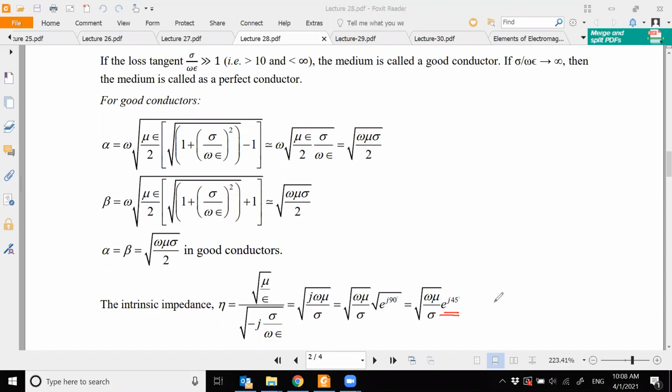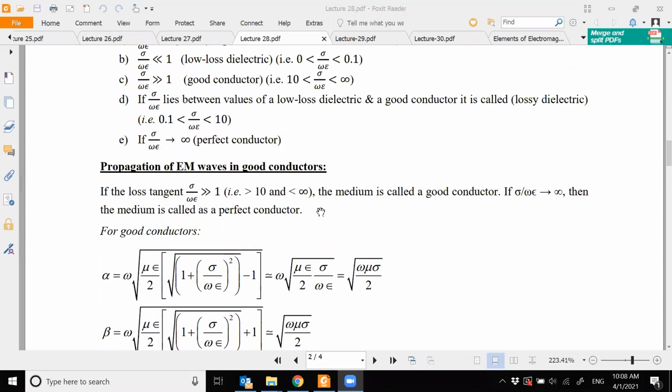It's 45 degrees. It will give you the maximum phase shift, which is 45 degrees, between the electric field and the magnetic field of a propagating transverse electromagnetic wave. And this is for the good conductors.